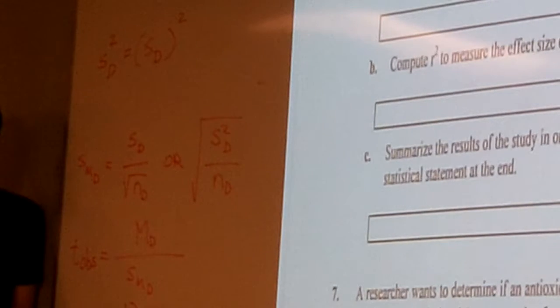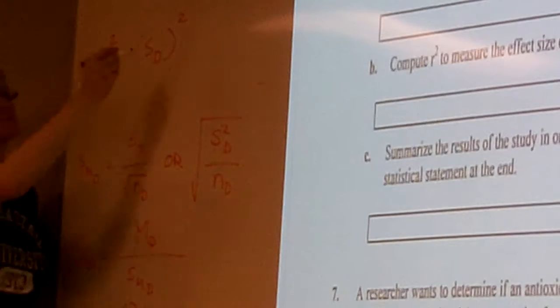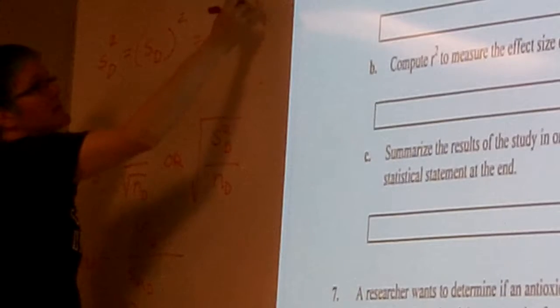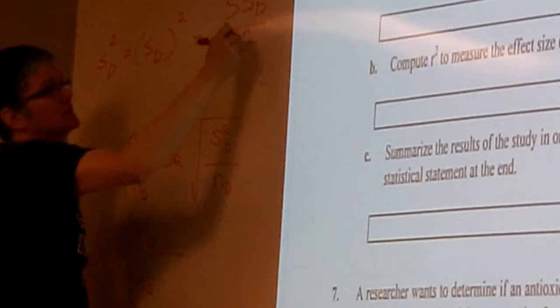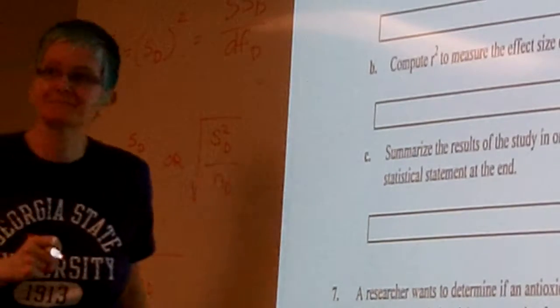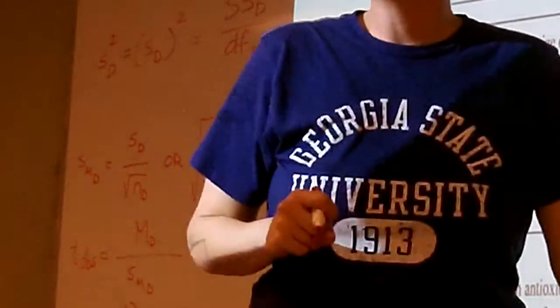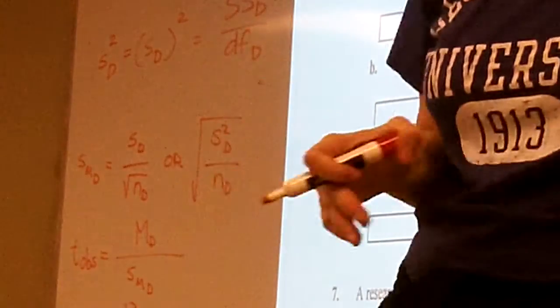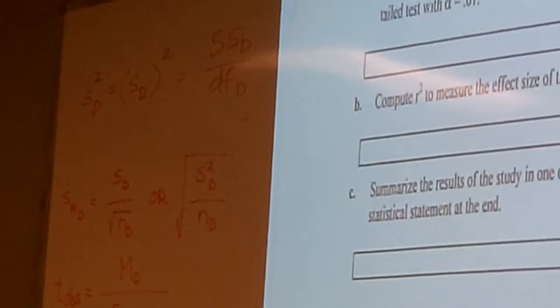What if I gave you the sum of squares of the difference? How would you get the number you need from the sum of squares? Divided by the degrees of freedom. Yeah. So another way to get that might be the sum of squares of the difference over the degrees of freedom of the difference. So you should be able to get the number you need from whatever I give you. If I give you some part of the variance, you need to be able to figure it out.